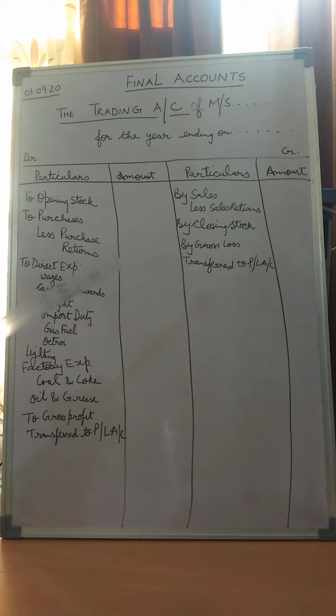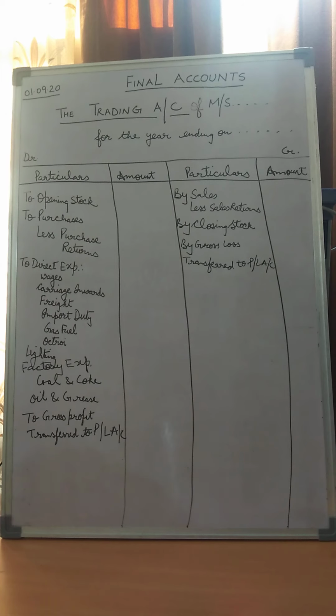And on the credit side, we have by sales less the sales return, by closing stock. After this, we calculate both the sides. If we get a loss, we put it on the credit side by gross loss, and the profit is recorded on the debit side, that is to gross profit, which is being transferred.